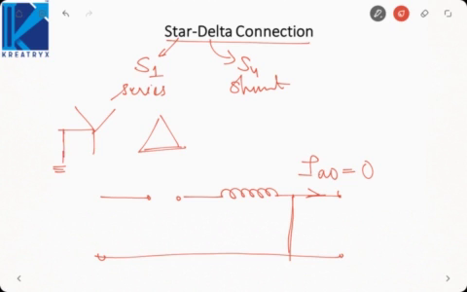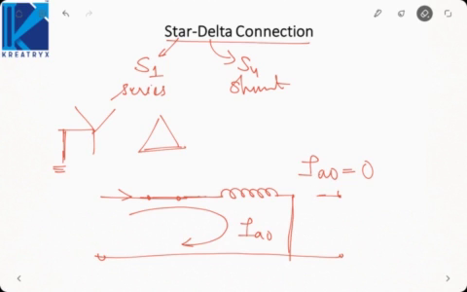Now suppose I ground this, then what will happen? This will be the case. So zero sequence current will flow like this. That is, zero sequence current can exist in the lines of the star connection and in the phase of delta. This you have to disconnect here because the series switch is not operated.